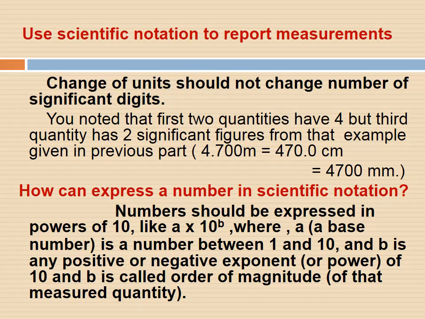How can we express a number in scientific notation? Numbers should be expressed in powers of 10, that is, the number should take the form a into 10 to the power b, where a is a number lying between 1 and 10, and b is any positive or negative exponent or power of 10. And you note that b is called the order of magnitude of that measured quantity.